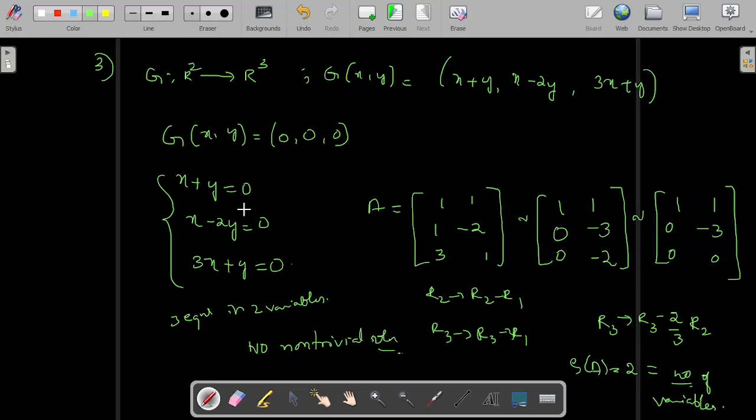Hence, what is the kernel? The kernel is only the trivial solution. So the kernel of T is equal to only the set containing (0, 0). Therefore, this transformation is non-singular. No non-zero vector goes to the 0 of the vector space R cube. So the kernel of G, we will get as only the set containing the 0 vector. Hence, the transformation is non-singular. Therefore, that means only the 0 vector maps to the 0 vector.